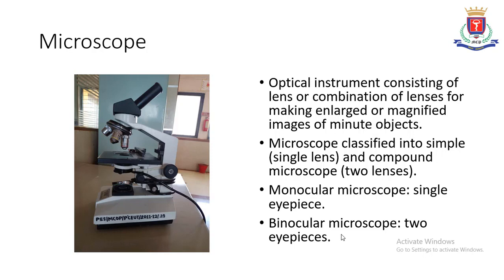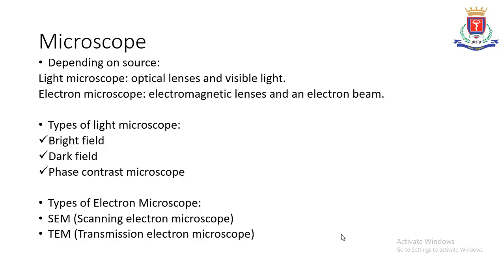One is the simple microscope where we use single lens, and the other is the compound microscope where we use two lenses. Depending upon the eyepiece, it can be divided into monocular and binocular microscope. Monocular means single eyepiece, and binocular includes two eyepieces.